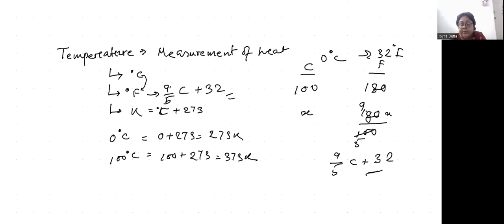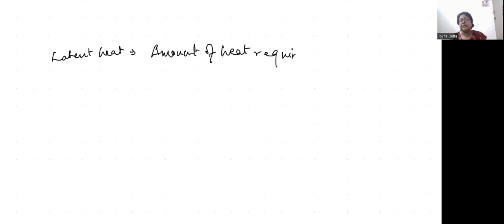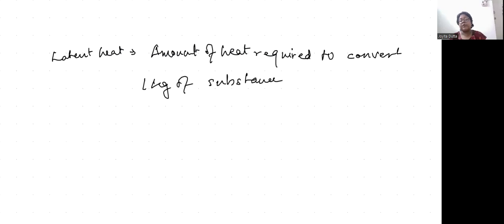Another thing that we will be talking about is heat. I am talking about latent heat. Latent heat is the amount of heat required to convert 1 kg of substance from one form to another.